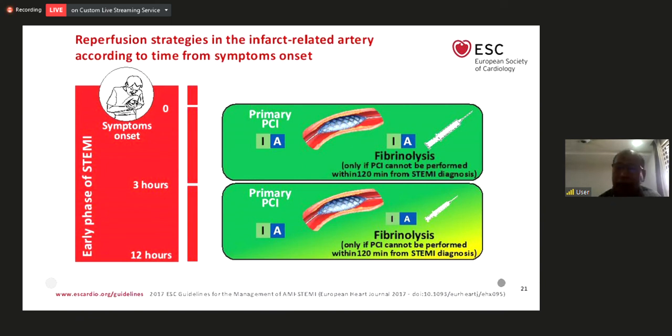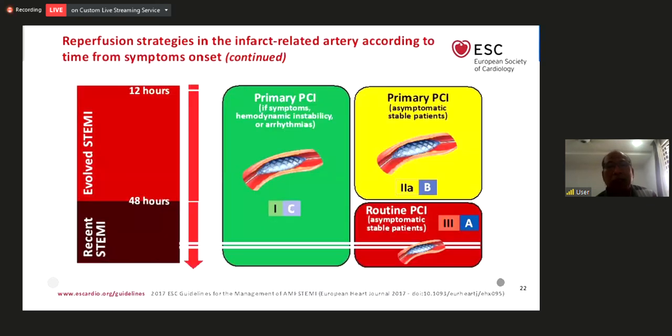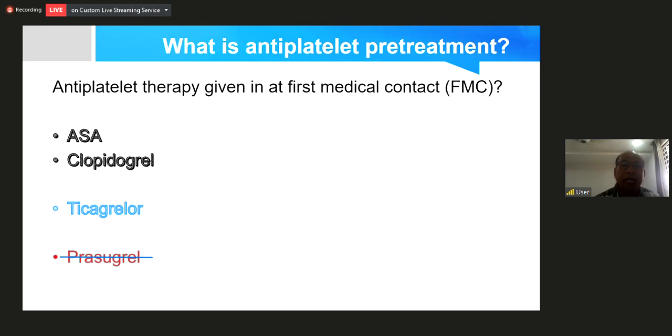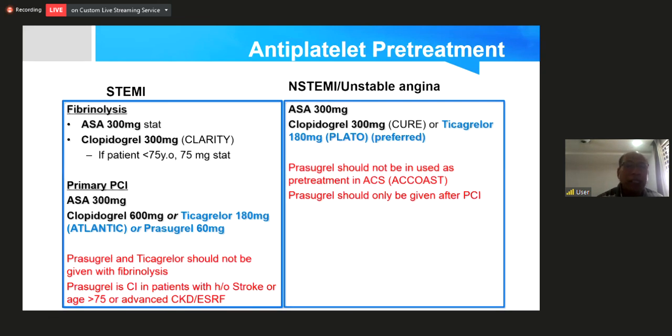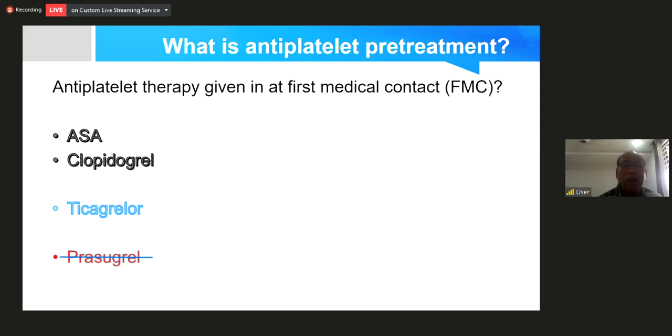Okay, next slide. This again, the strategy you have to decide. Next slide. Okay, I think I repeat it again. Antiplatelet therapy is given at first medical contact. Sorry, I opted for ticagrelor if you decide to do percutaneous intervention. Ticagrelor is like clopidogrel, so they act on that pathway.